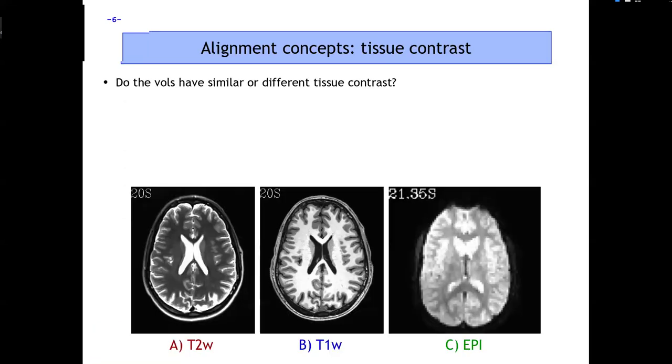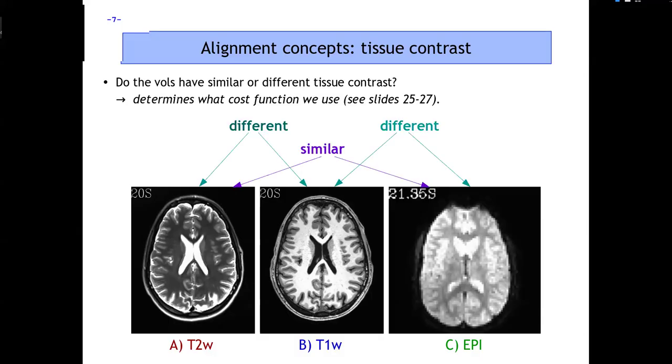Okay, so let's talk about important concepts like tissue contrast. When we look at these three volumes here, which ones have similar tissue contrast to each other? Out of these three volumes, which have similar tissue contrast? Okay, take a look and decide. For me, it is A and C that have similar contrast.